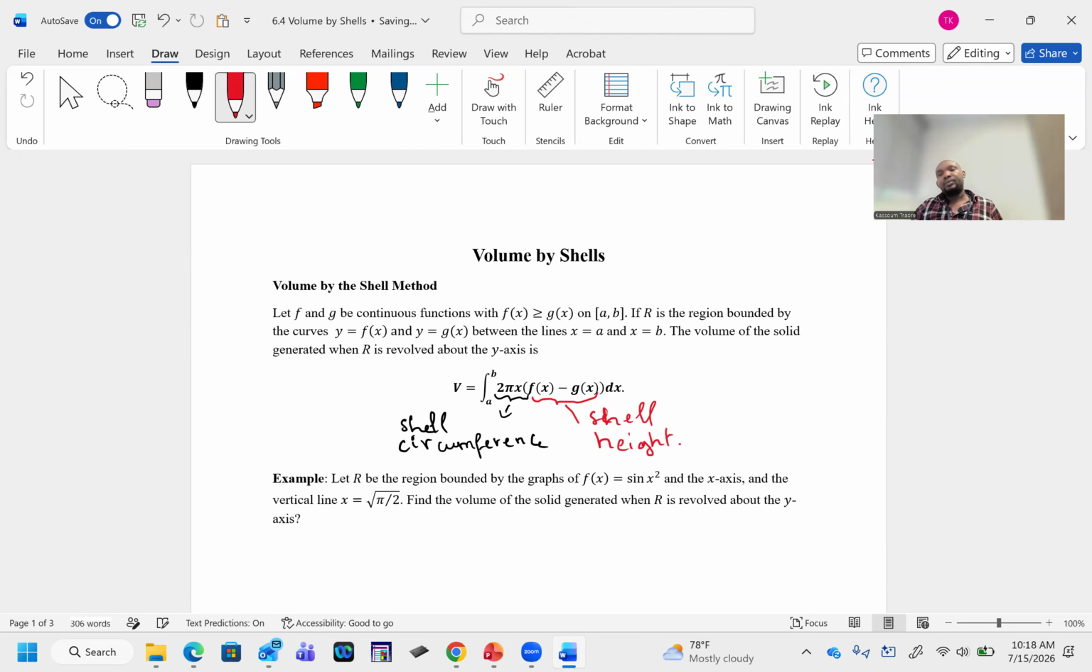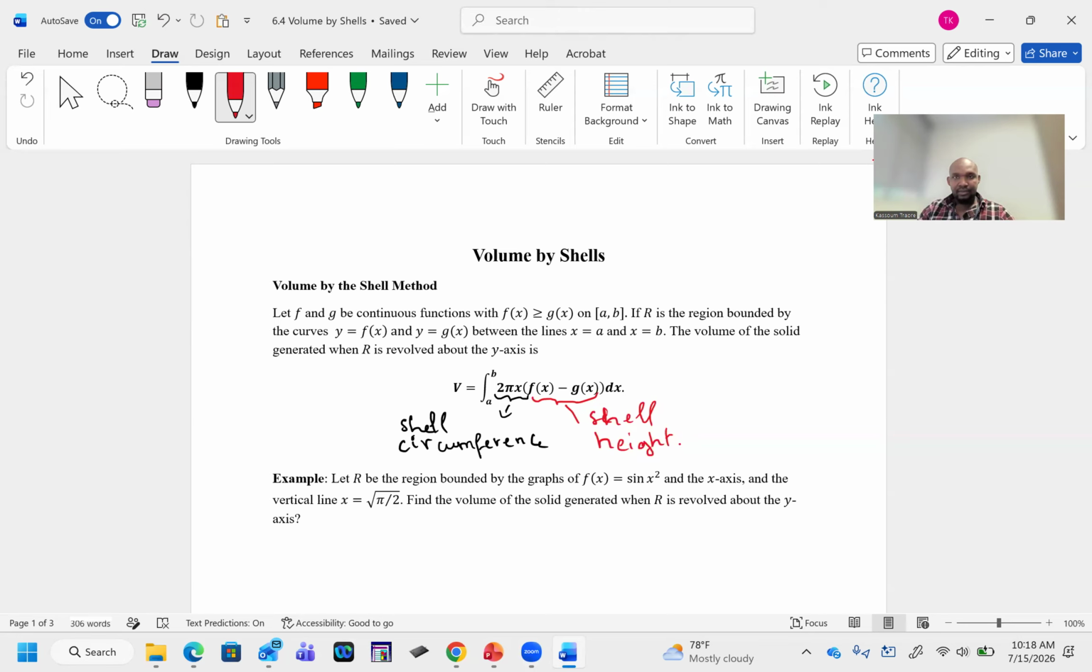Okay, so let's do the first example so you know what we are talking about. Example: let R be the region bounded by the graph of f of x equals sine x squared and the x-axis, and the vertical line x equals square root of pi over 2. Find the volume of the solid generated when R is revolved about the y-axis.